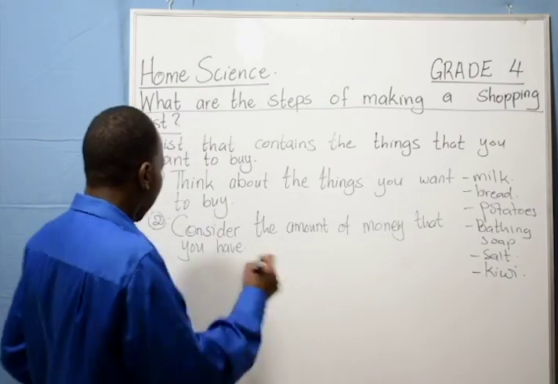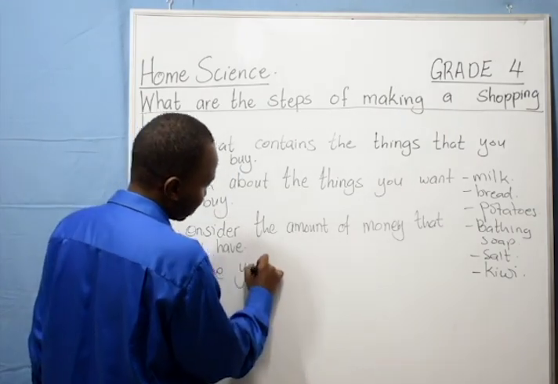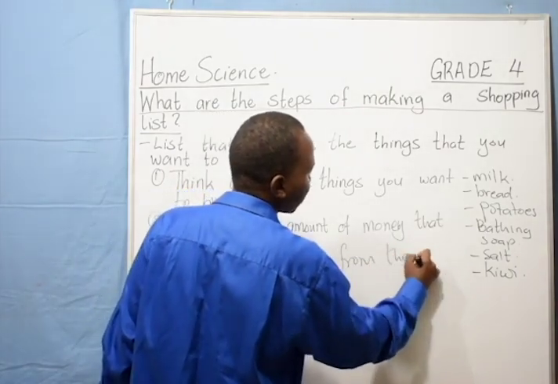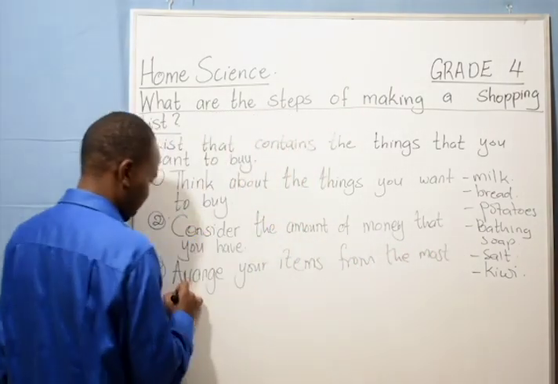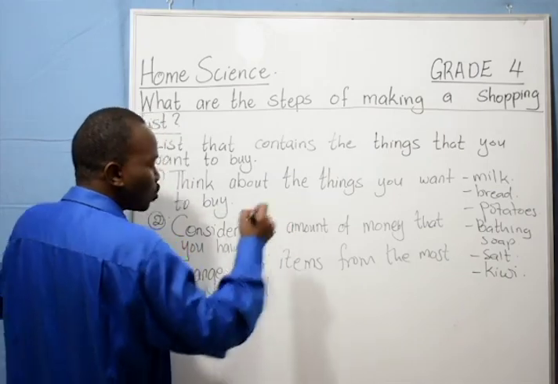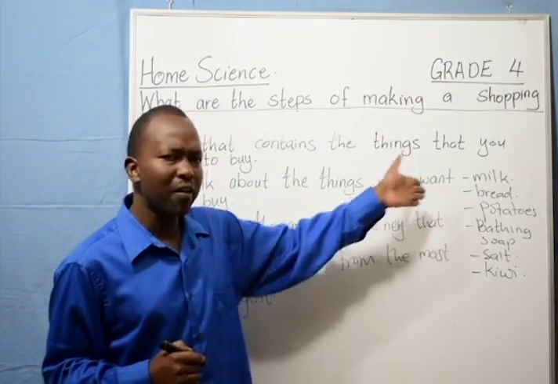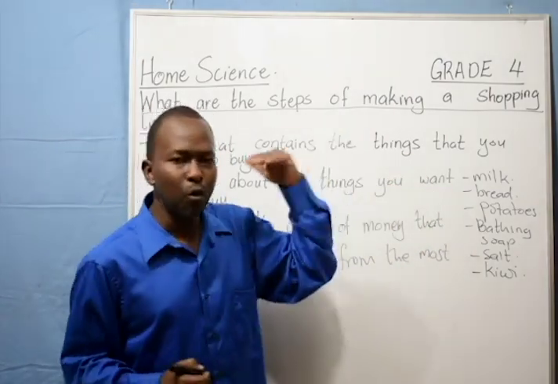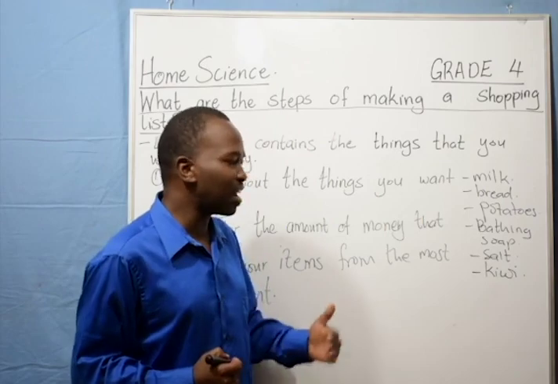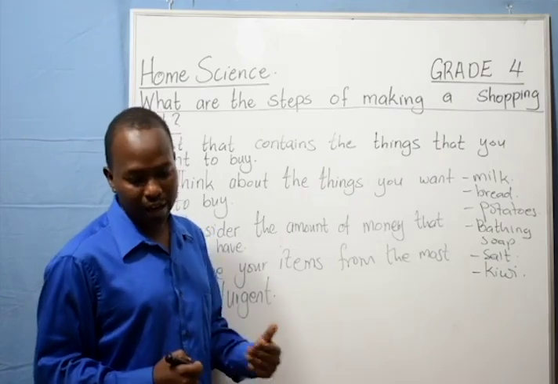Now from there, after that, arrange your items. From the most needed, the most urgent. What do you need most? You consider that. Then from the items that you had, now arrange them in that order. You start with the most important to what you may consider the least important, that even if you miss it, it will not affect your going on living.